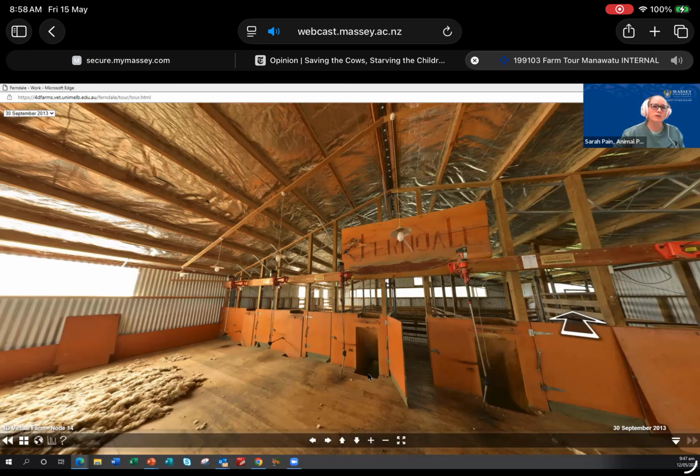If the farm, for whatever reason, does artificial insemination or any kind of embryo transfer, that usually happens inside.